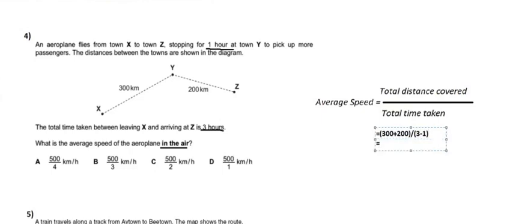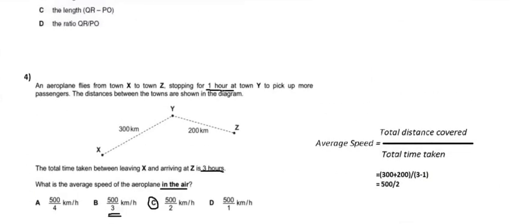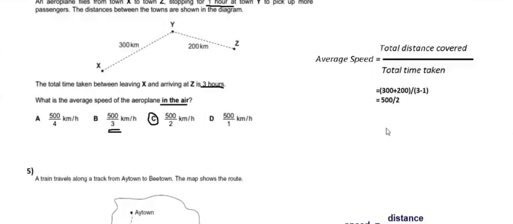Now you can see this is nothing but 500 divided by 2. So the average speed is total distance covered divided by total time. Total distance covered is 300 plus 200, and total time taken is 2. So you can see option C is the answer. The remaining are 500 by 4, 500 by 3. Do not get confused with these. The total time taken is 3, but it is stopping for 1 hour, so we have to subtract that.